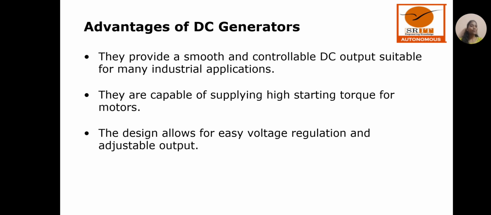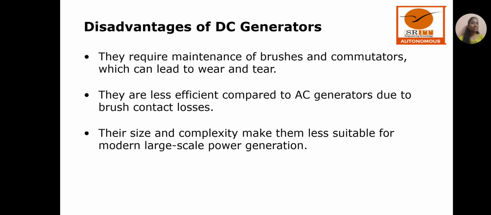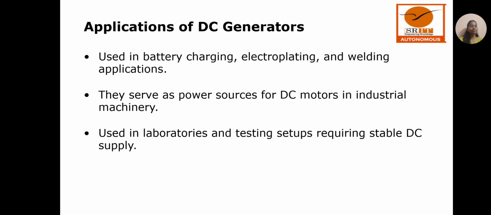And next, we'll see the disadvantages of DC generators. They require maintenance of brushes and commutators, which can lead to wear and tear. They are less efficient compared to AC generators due to brush contact and losses. Their size and complexity make them less suitable for modern large-scale power generation. These are the disadvantages of DC generators.